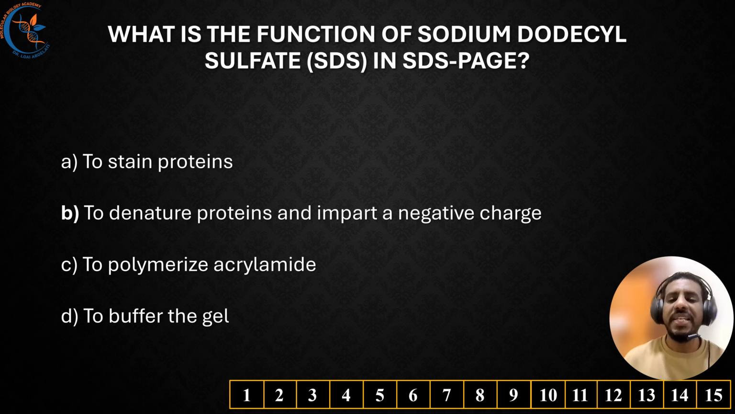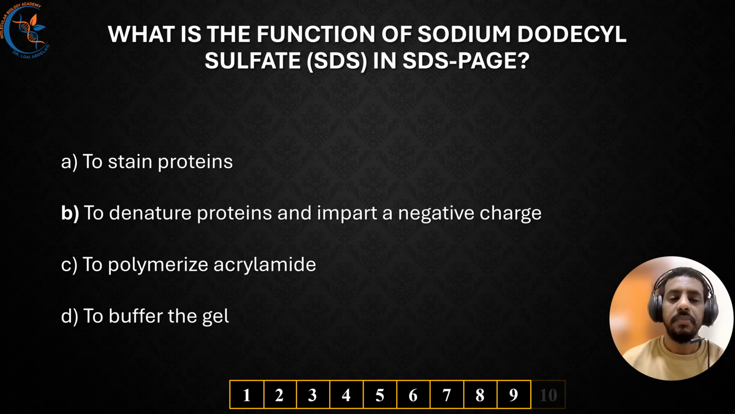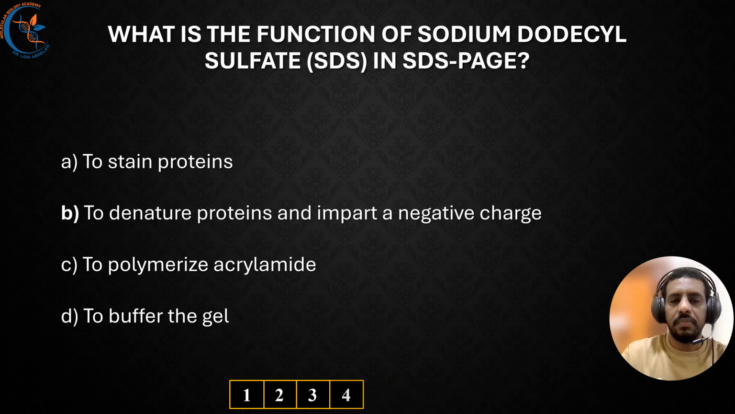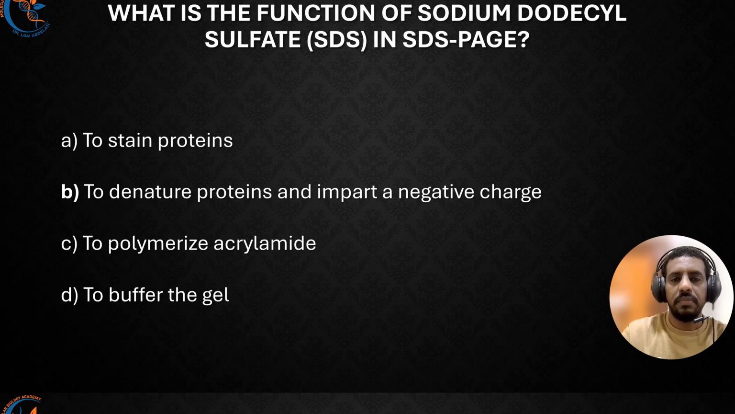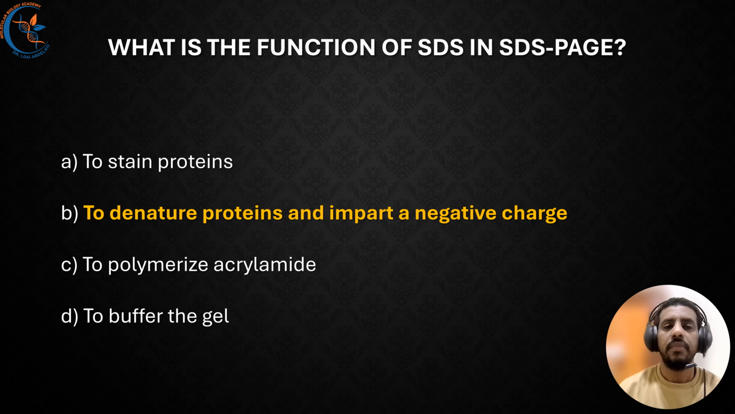What is the function of SDS in SDS-PAGE? All right, the correct answer is to denature proteins and impart a negative charge. As we know, SDS denatures proteins and gives them a uniform negative charge, so this allows separation based on size. All right, let's move on.